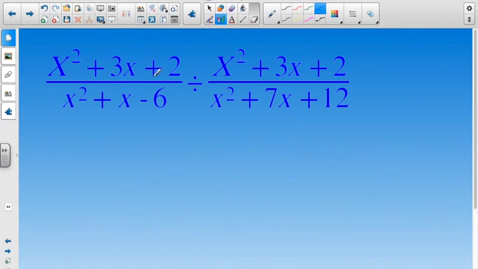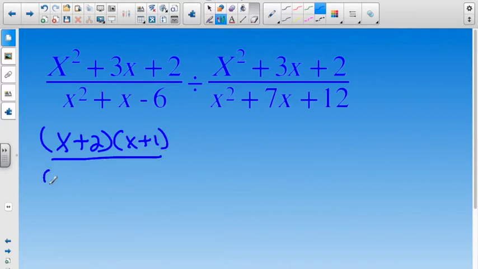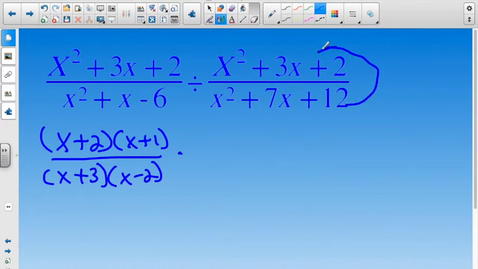x squared plus 3x plus 2 over x squared plus x minus 6, divided by x squared plus 3x plus 2 over x squared plus 7x plus 12. Let's factor. So this is going to give me x plus 2 times x plus 1 over x plus 3 times x minus 2. I believe that's going to work. -6, +1, right? Now I have to flip this. So this is going to go on the top, and this is going to go on the bottom.